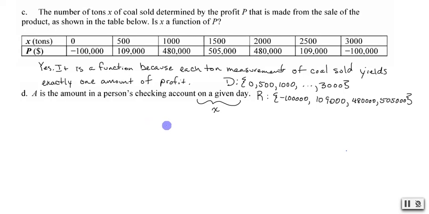If this was a little bit more specific on the wording and said A is the amount in a person's checking account at the end of a given day, then definitely at the end of the day there can only be one balance on that checking account. So in that instance, I would say that it is a function. So sometimes these can be a little bit tricky. Just explain your reasoning so that I can take your answer if you have a different answer.